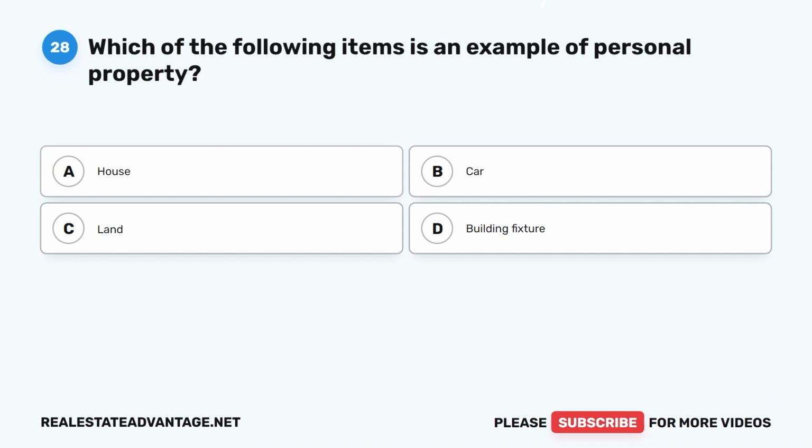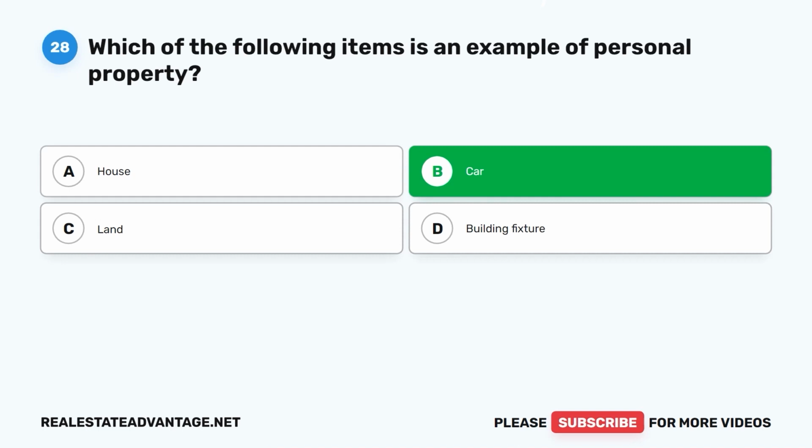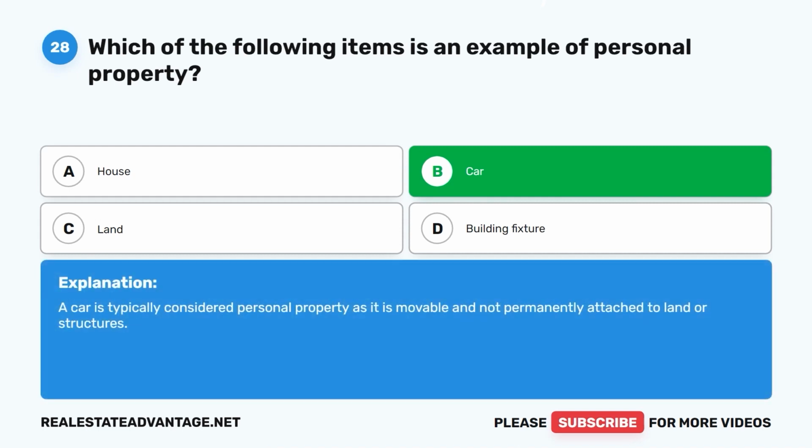A. House. B. Car. C. Land. D. Building fixture. The correct answer is B. Car. A car is typically considered personal property as it is movable and not permanently attached to land or structures.